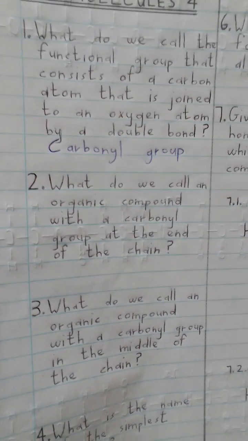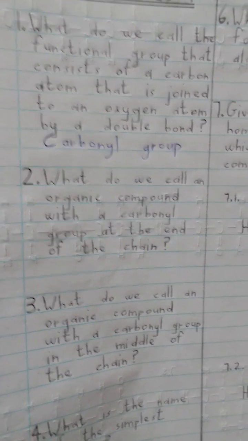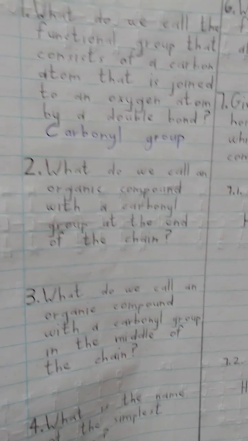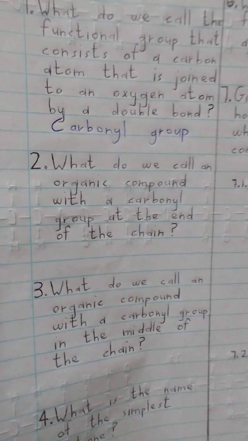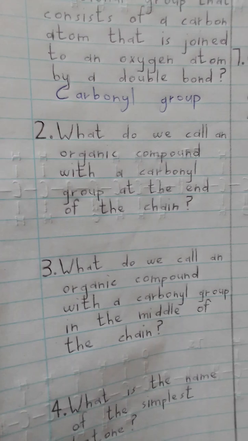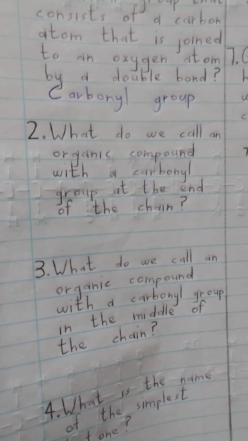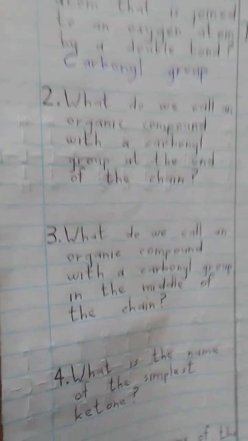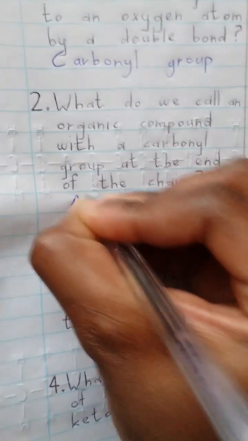Okay. Number 2 asks, what do we call an organic compound with a carbonyl group at the end of the chain? Please note that some sources call a carbonyl group attached to a hydrogen atom a formyl group, right? So they can say a carbonyl group at the end, or they can say a formyl group, that is called an aldehyde.